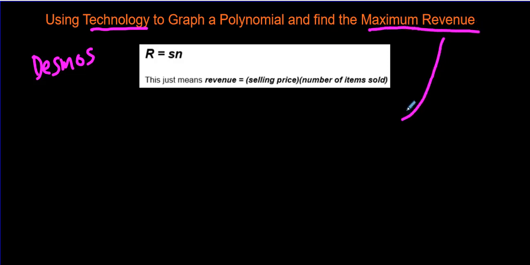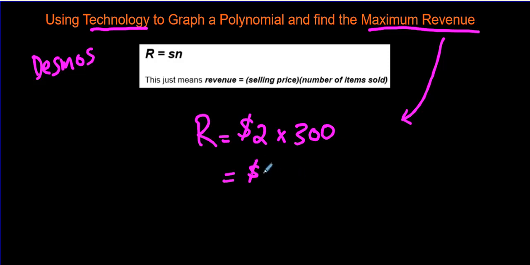Before we go on, we should know what the word revenue means. Let's say revenue is R. Let's say I have a toy that I'm selling. I've invented it, and I sell it for $2 each, and I sell 300 of them. Well, $2 times 300. That means my revenue, how much money I took in, was $600. That's the total amount of money that I received.